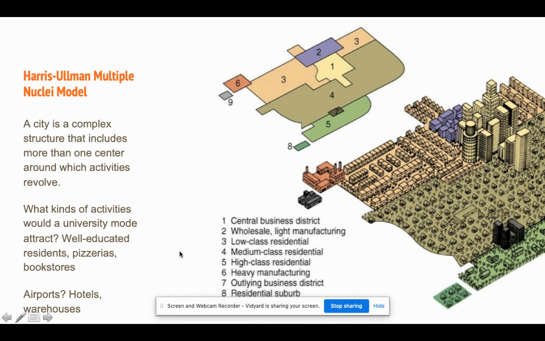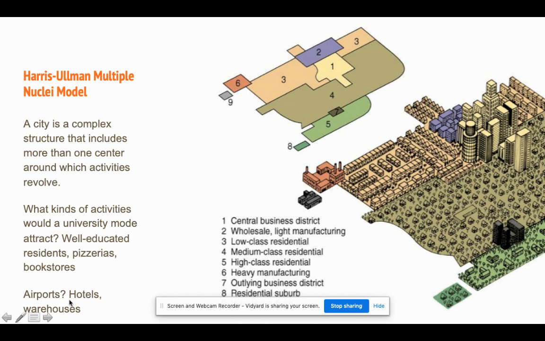So a couple of great examples, just to put this in a real-world scenario, how this applies to real-world life. Think about a city that has a university in the middle of it. Well, what kind of activities are universities or colleges going to attract? Well, most of the time it's going to be well-educated people who are going to be affiliated with that. A lot of pizzerias. I mean, college kids love to eat pizza. Bookstores, bars, nightclubs. Those are the kinds of activities that are going to be attracted towards a university nucleus.